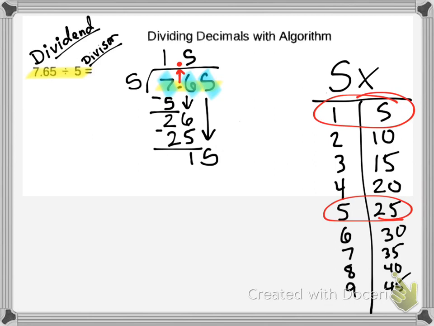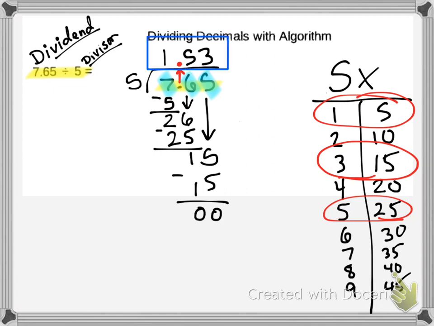So we're just following the same steps over and over until we run out of numbers in our dividend. So we have 15, and that 15 is going to be taken care of by multiplying 5 times 3. That's exactly 15. So we'll put the 3 in the quotient, and we'll subtract 15 from 15, and you can see that our remainder is 0. So our final answer for this division is 1 and 53 hundredths.